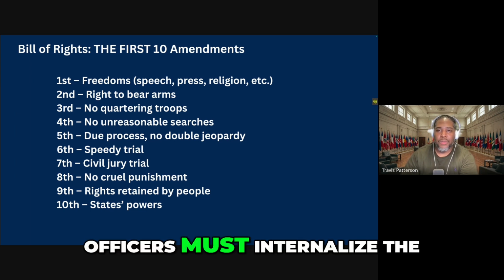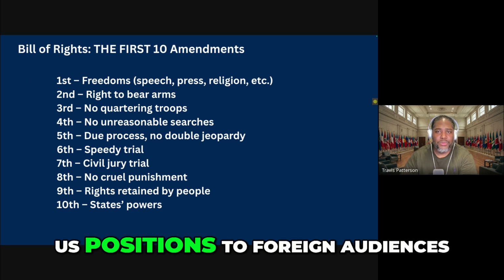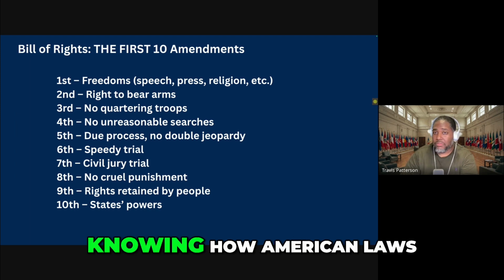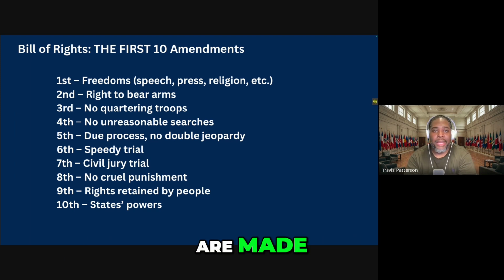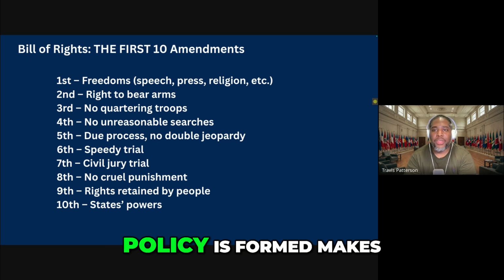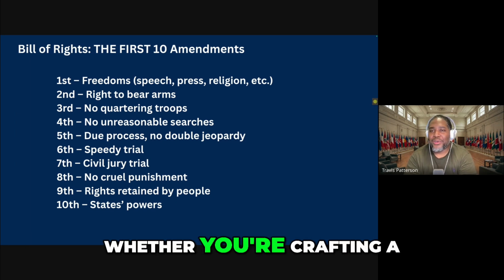Future foreign service officers must internalize the Constitution because they are often asked to clarify U.S. positions to foreign audiences, sometimes in challenge. Knowing how American laws are made, how citizens' rights are protected, and how foreign policy is formed makes diplomats more creative.